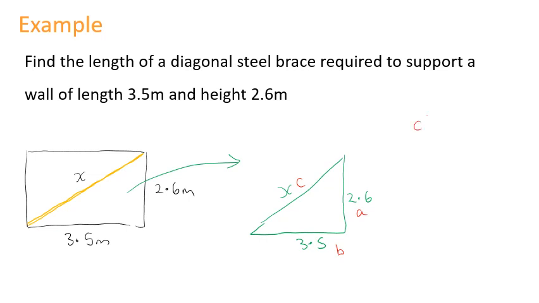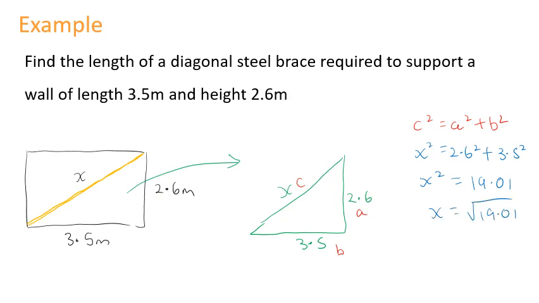So I'm using the same formula, C squared equals A squared plus B squared. Substituting the values, C is x, A is 2.6, B is 3.5, which equals 2.6 squared plus 3.5 squared, 19.01. And the last step, I square root this answer, which equals 4.36. So that's the length of the steel brace.